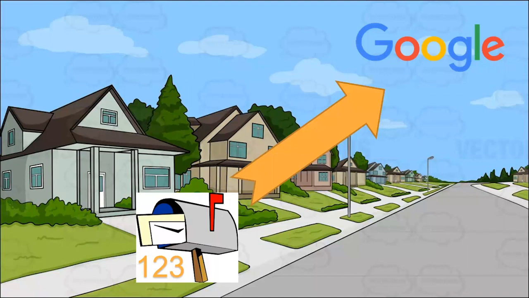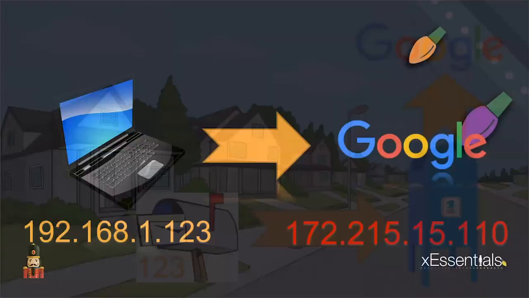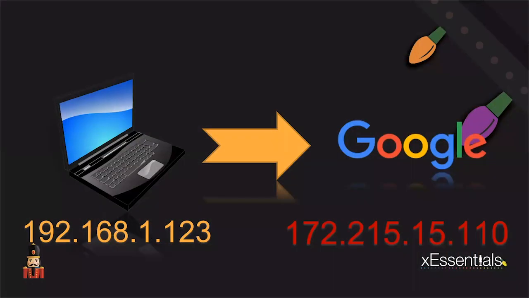And then the last part of our IP: say I want to send a letter to Google. Well, Google doesn't live on my street, so how do I get my letter there? I have to send it to the post office. I send it to the post office, the post office knows how to send it out to Google, and then they send it there. So if we look at that on our computer, I've got my IP. Based off what we just saw with our subnet, I can't talk to that IP. So how do I get that message to Google?